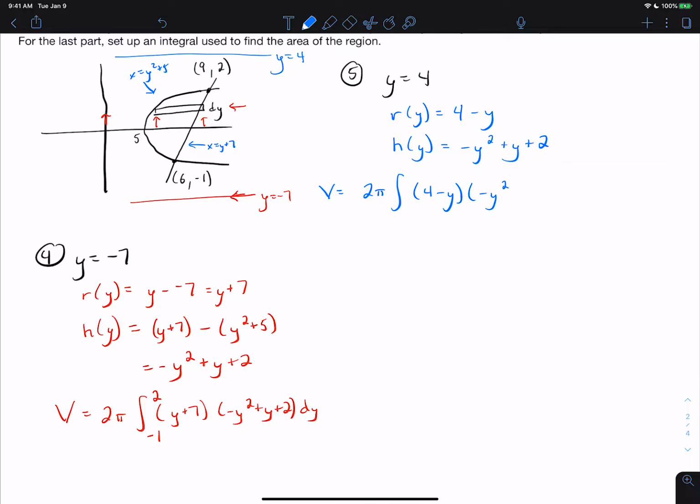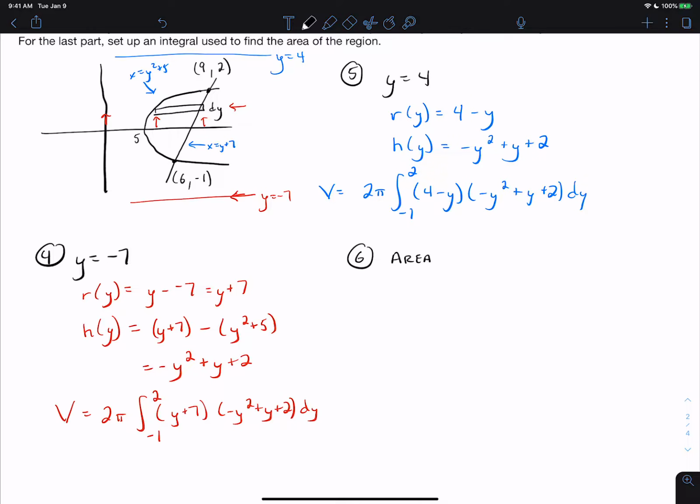So we get (4 minus y) times (negative y squared plus y plus 2) dy inside the integral. And we go from negative 1 to 2 because we want to add all of the rectangles for all of the y values in the region.